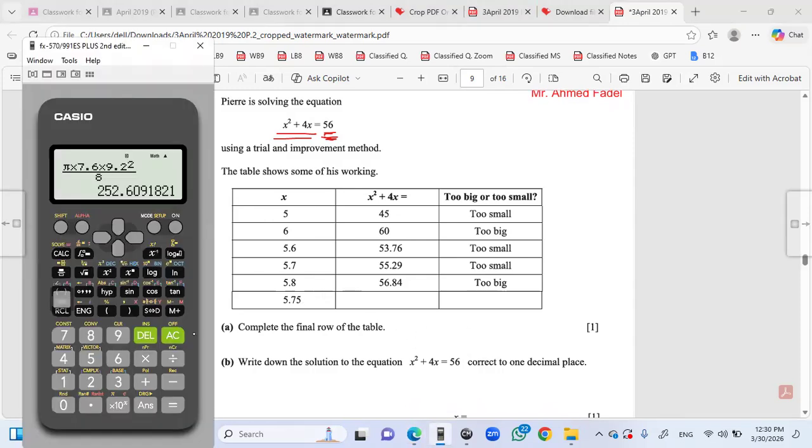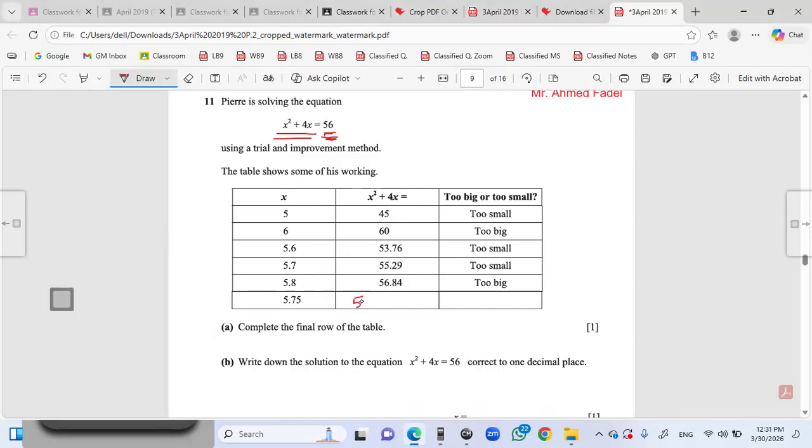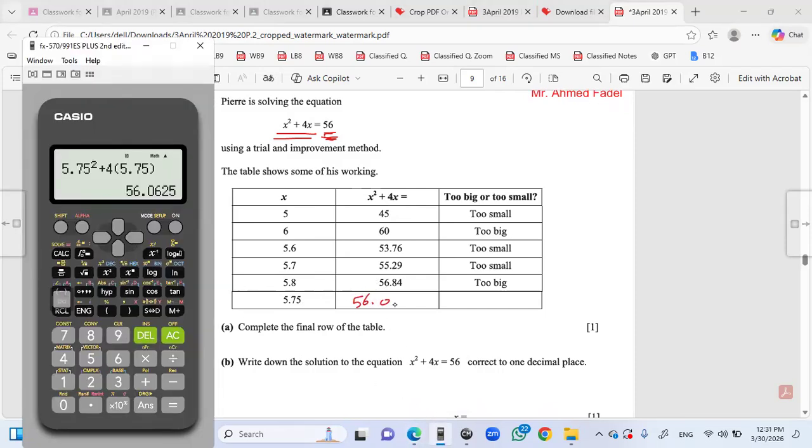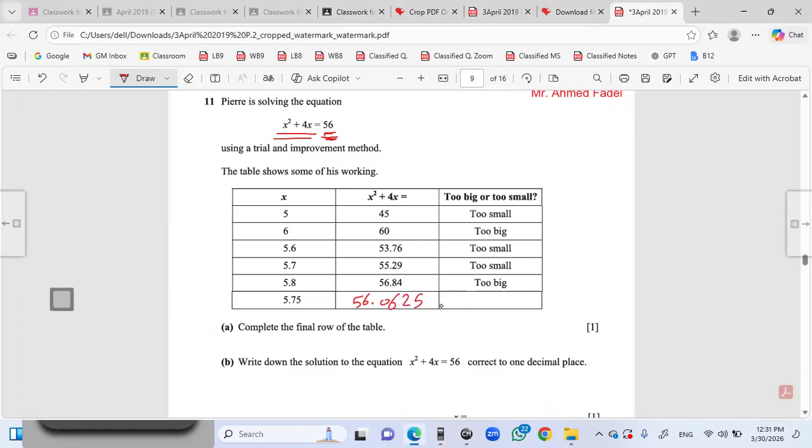So let's do this. When x is 5.75, I'm going to do 5.75 squared, because it's x squared, plus 4, but the 4 is multiplied by x, which is 5.75, equals 56.0625, which is what? We want only 56, which is too big. Why am I too big? It's very, very close.